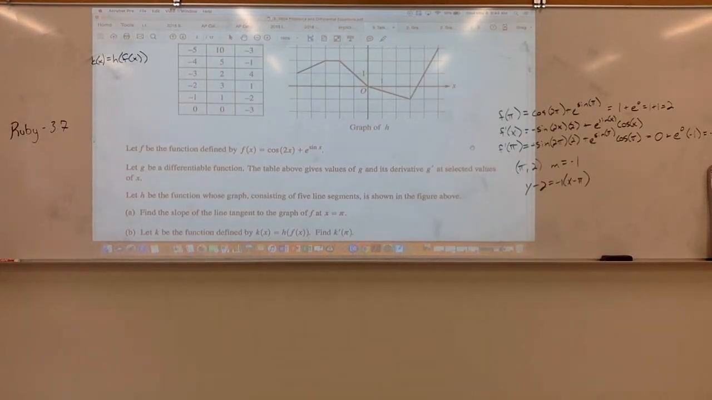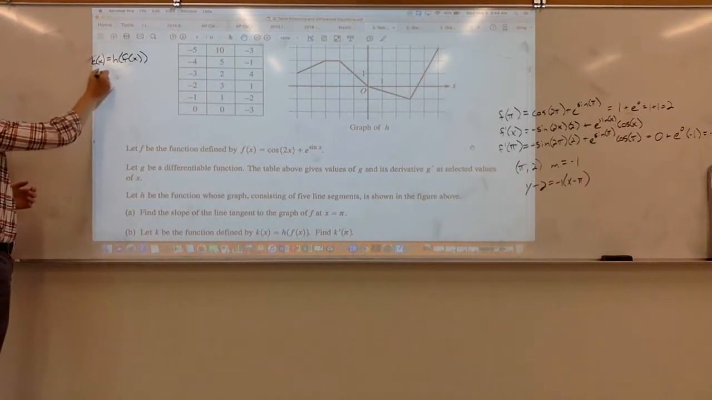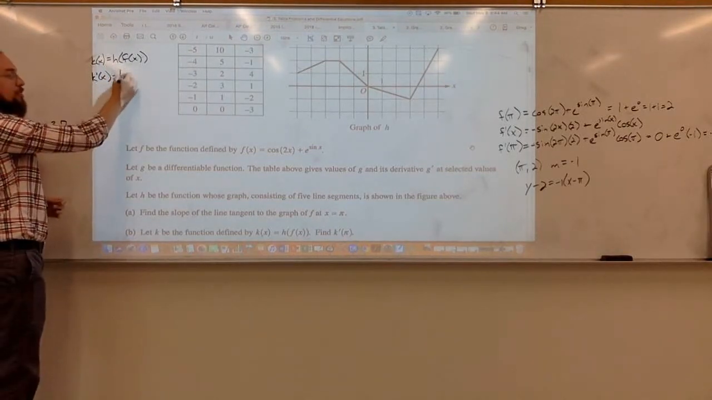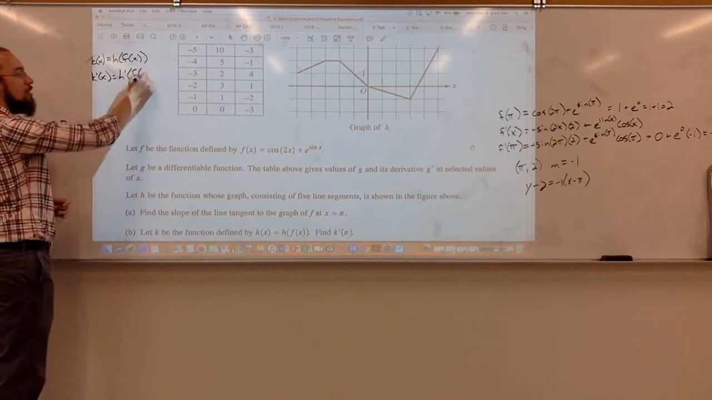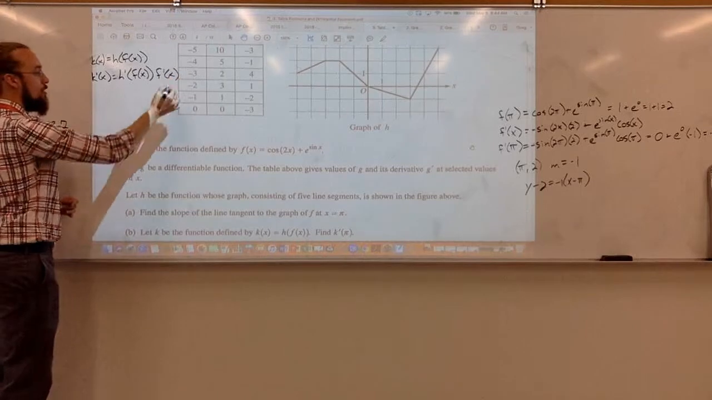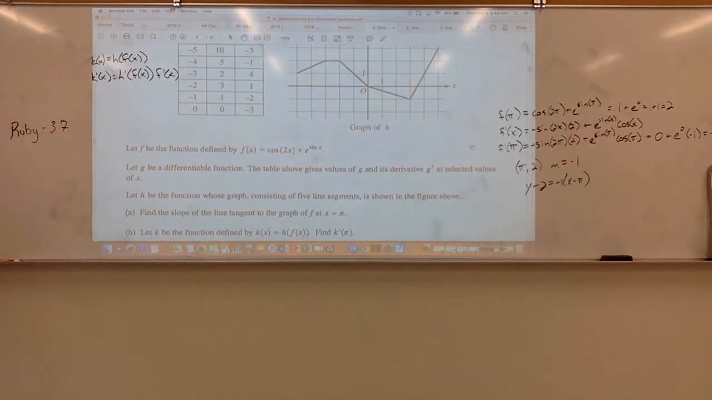Chain rule. If I've got a function of a function, you did state a rule. So the derivative here, I take the derivative of the outermost layer times the derivative of the next layer. So h prime of f of x times f prime of x. So now we want to plug in pi.